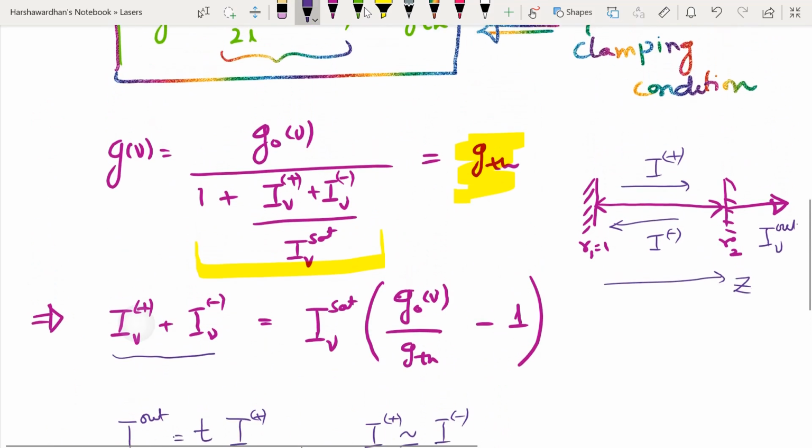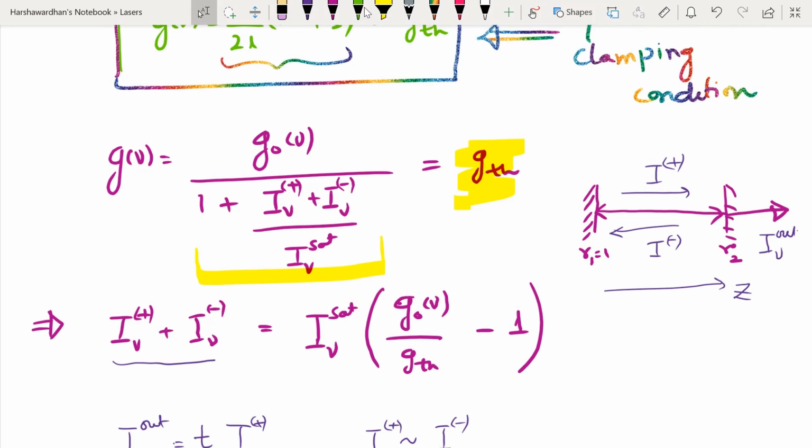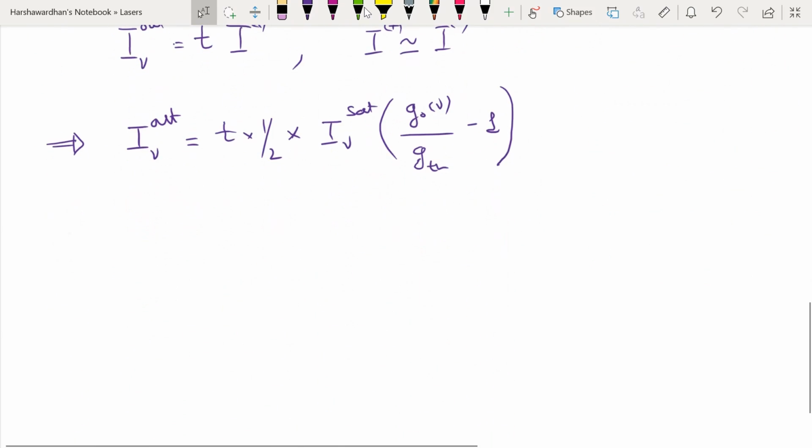Please be very careful. What we have clamped is the gain, right? The gain clamping condition needs to be carefully understood. What we have clamped is the total gain and not the small signal gain, right? So the total gain has been clamped to a value of G threshold, and we have to distinguish that from the small signal gain being clamped.